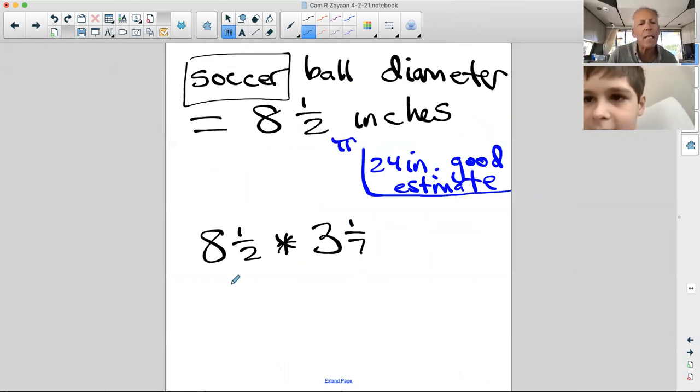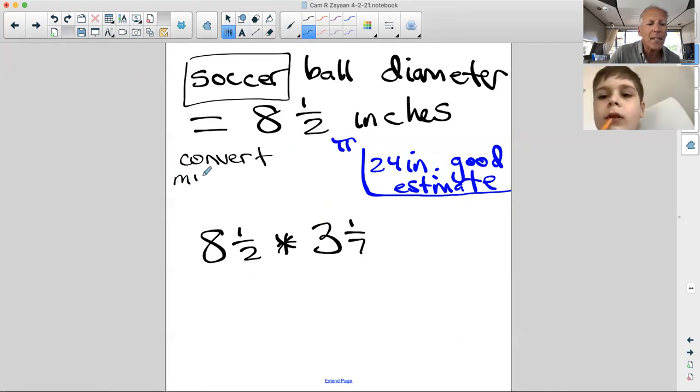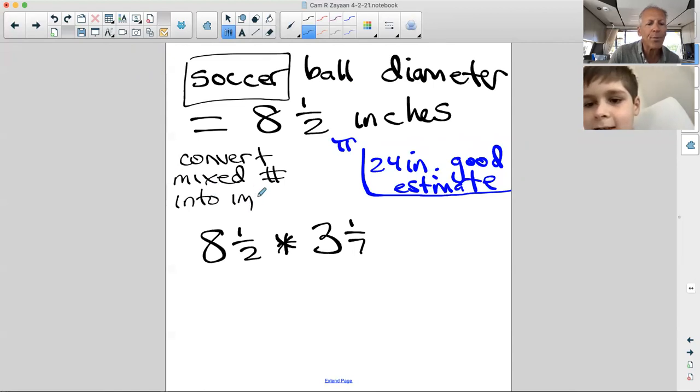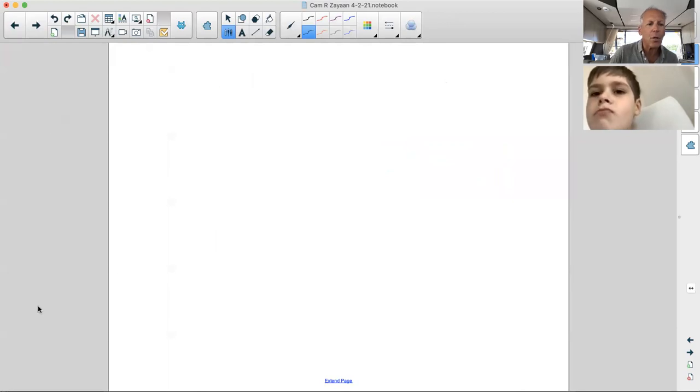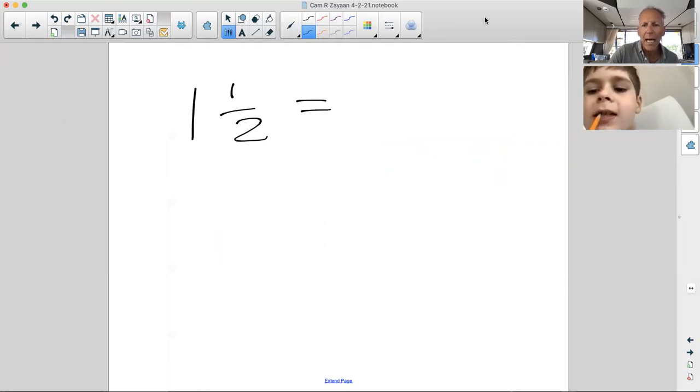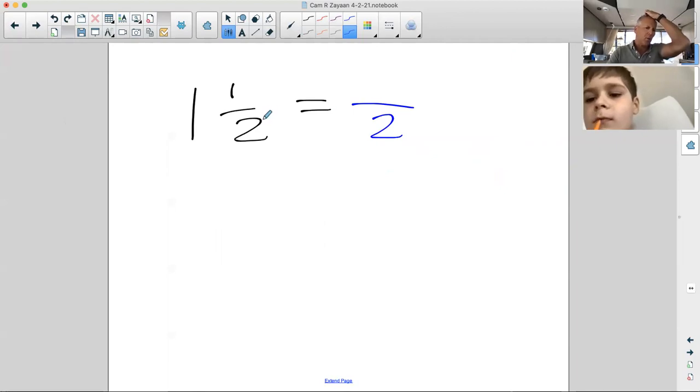So the first thing you need to do is convert mixed number into improper fraction. So Cam, can you tell me, if you were looking at 1 1/2, what is that equivalent to as an improper fraction? It would be some number of halves. How many halves would that be? You have one whole and 1/2.